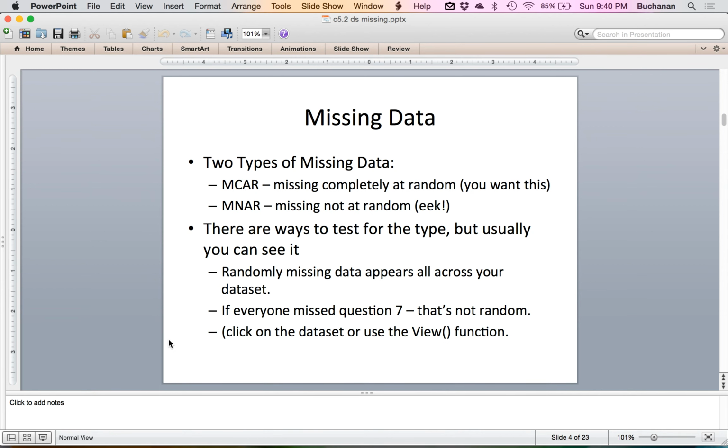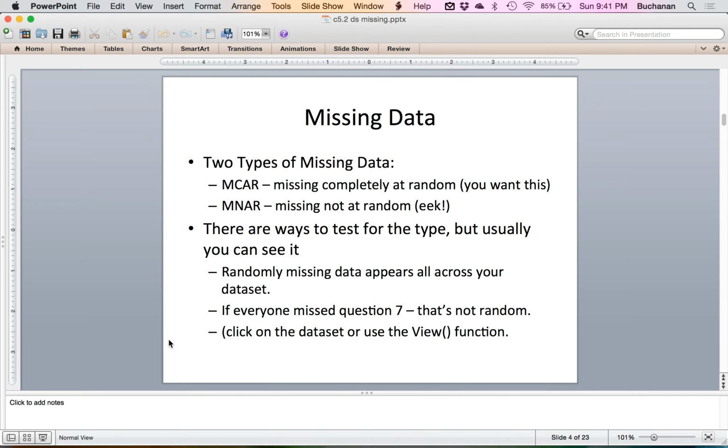There are two big types of missing data. There's MCAR, missing completely at random. You do want that type of missing data if you have to have missing data at all. And then there's MNAR, missing not at random, and that's bad. Missing not at random data is not good for you. There are ways to test for MNAR versus MCAR, but honestly, unless you really need to prove to someone that data is completely at random, you can usually just kind of see.